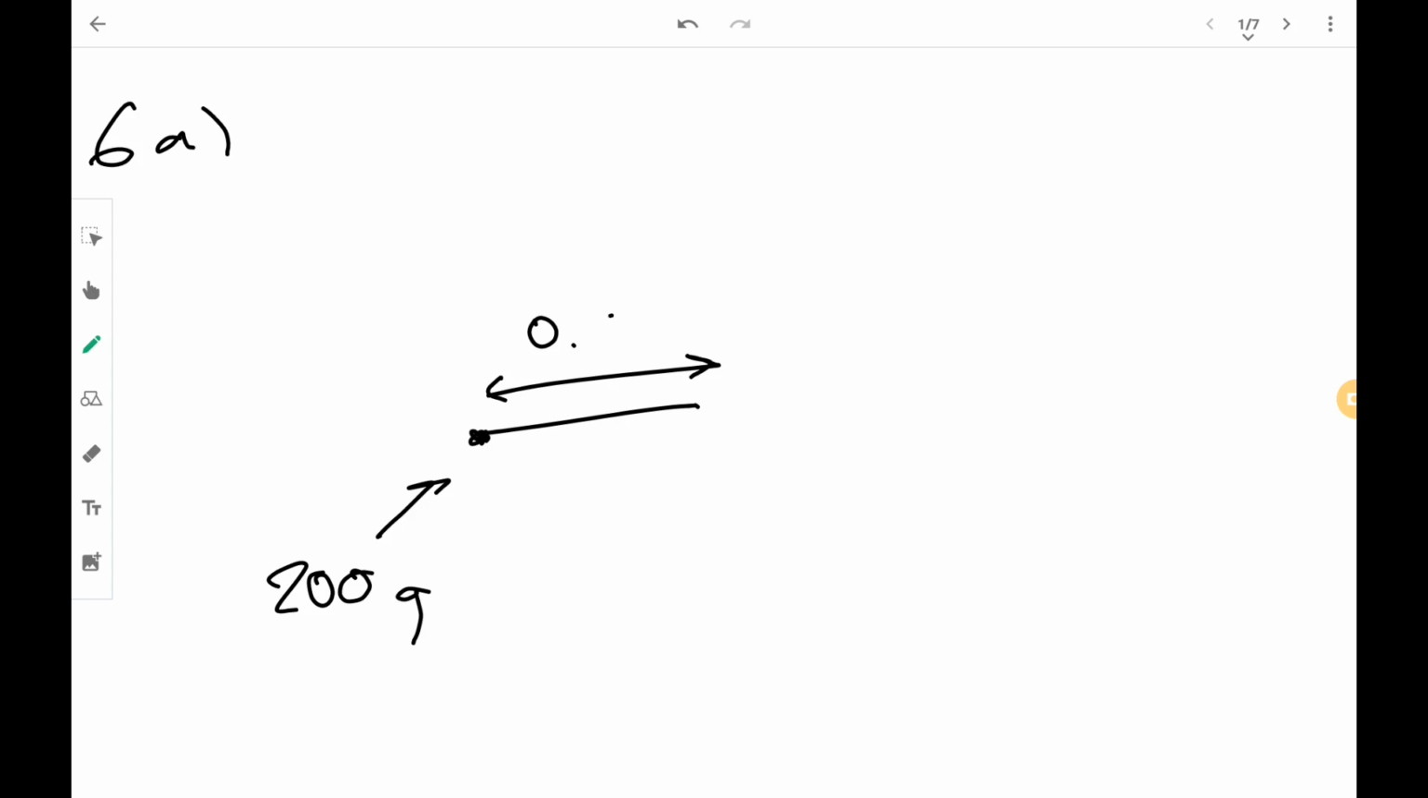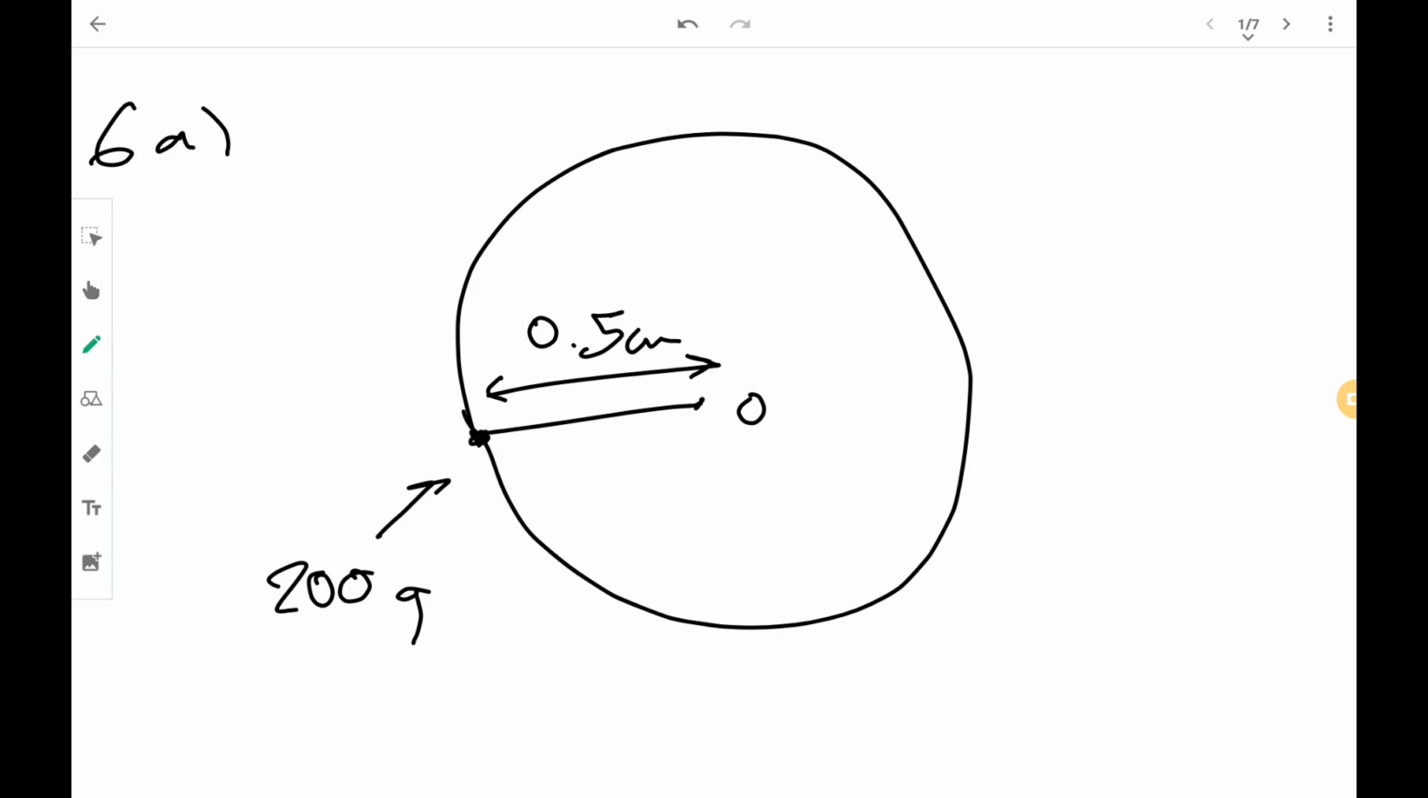For number 6, part A, you have a mass of 200 gram. It's attached to one end of a light inextensible string. The length is 0.5 centimeter, and it's fixed to a point O. It moves in a horizontal circle. They gave you the tension 2.5. They want you to find the speed.